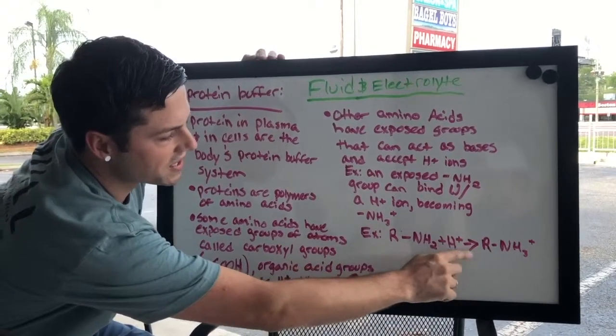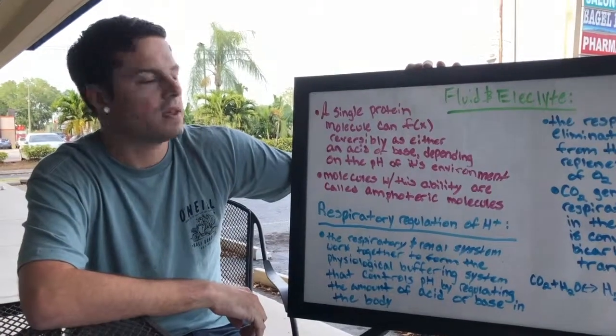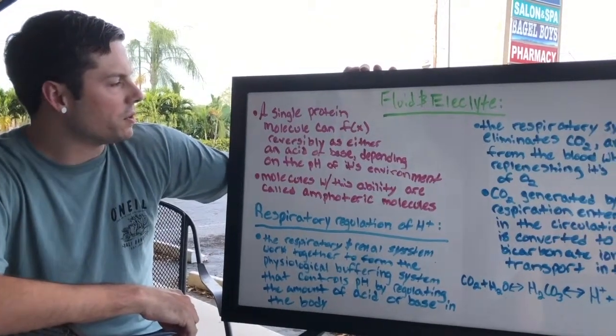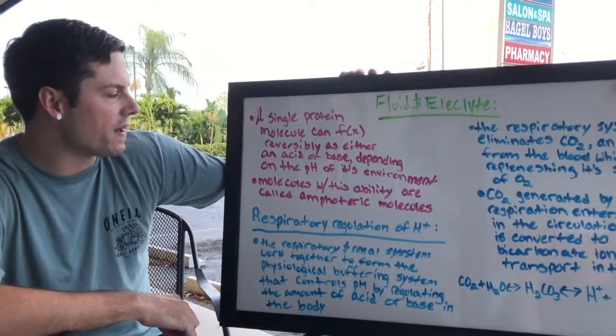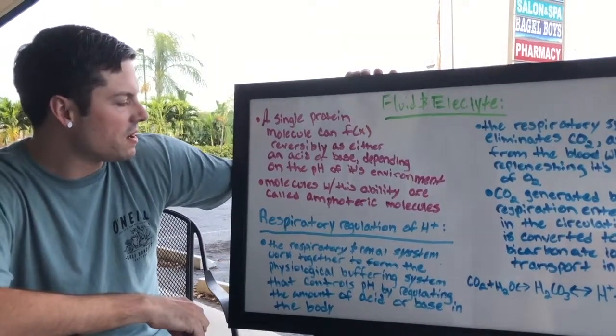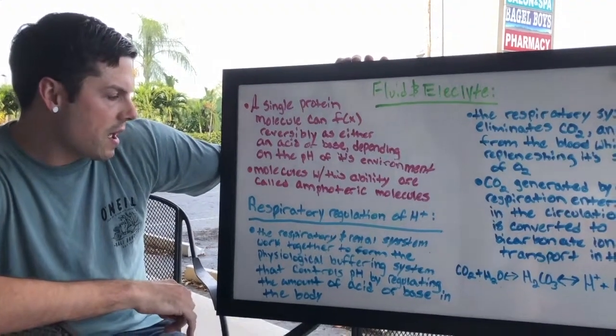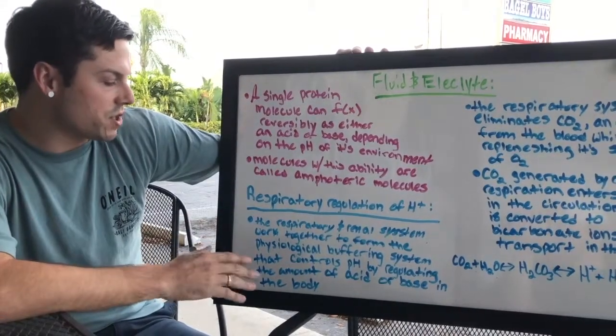That hydrogen plus gets sucked up into the equation, becomes NH3. A single protein molecule can function reversibly as either an acid or a base, depending on the pH of its environment. Molecules with this ability are called amphoteric molecules.